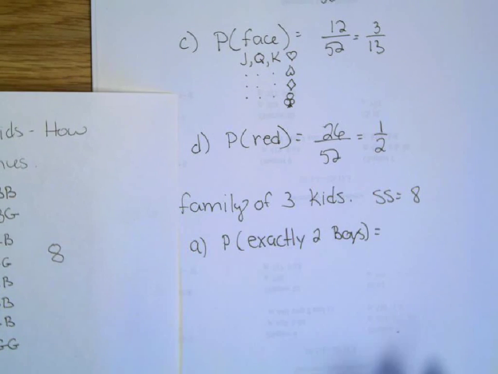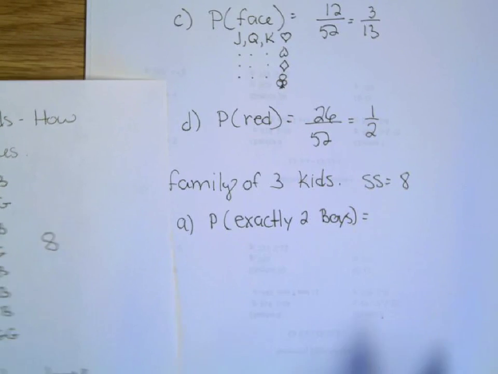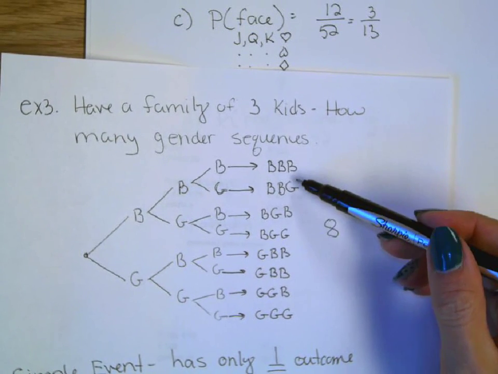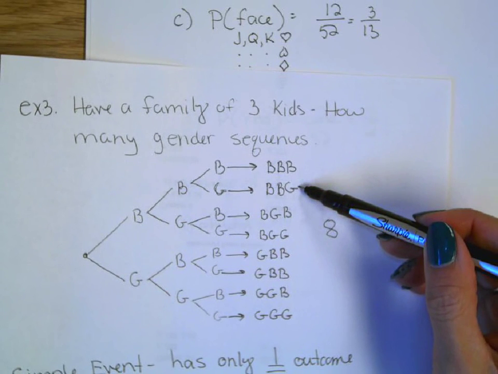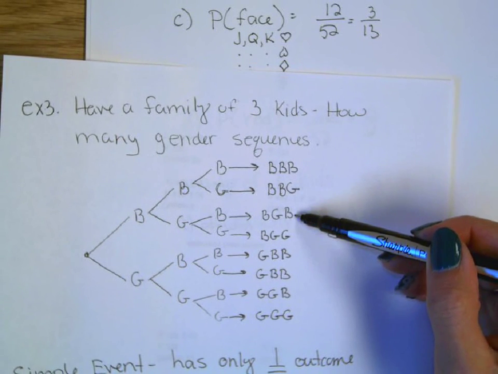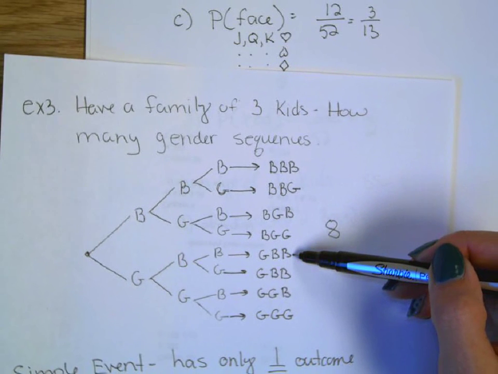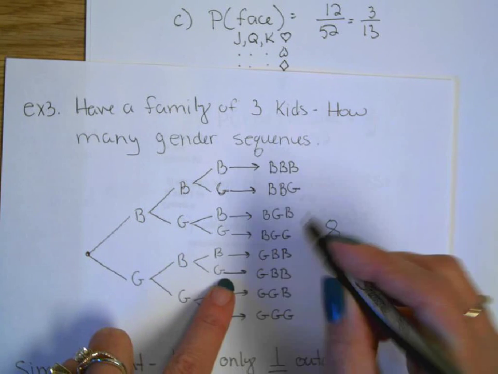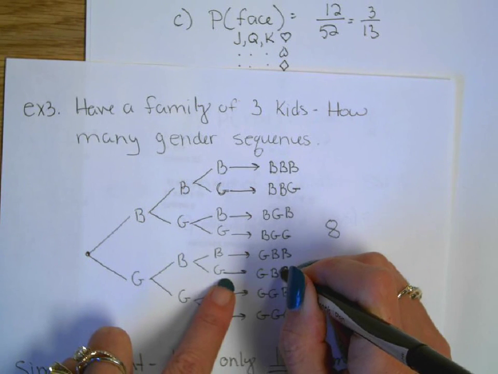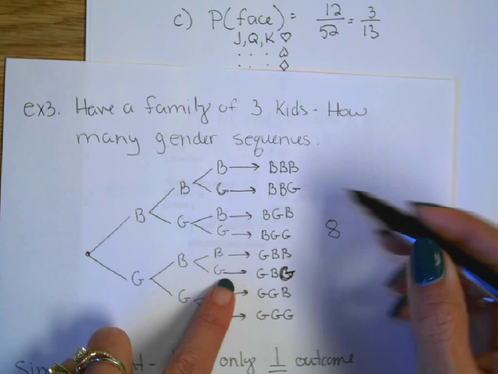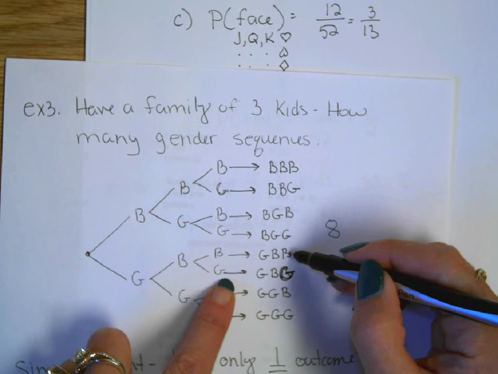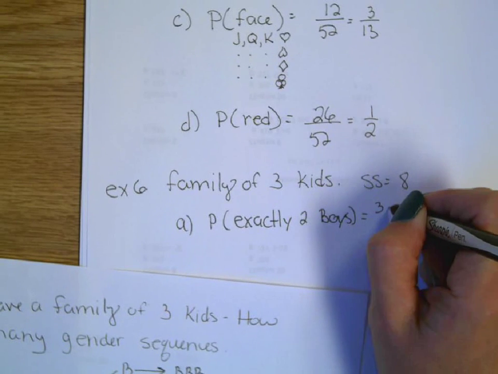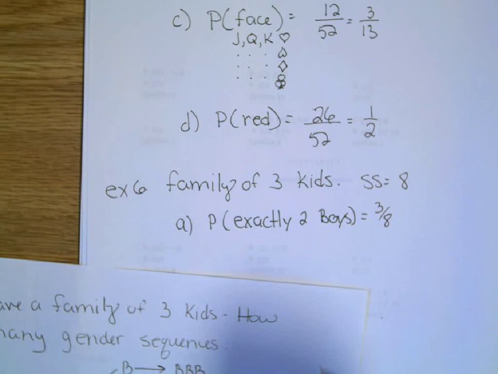Well, because we took the time to make the tree, this question might be kind of challenging otherwise, but I want to know how many of these, out of these 8 outcomes, have exactly 2 boys. Well, here's 1. Here's another for 2. Here's another for 3. Let's see, where were they at? 1, 2, 3. 3 of those outcomes. So 3 out of 8 probability.